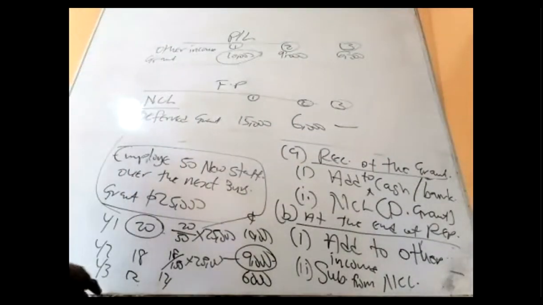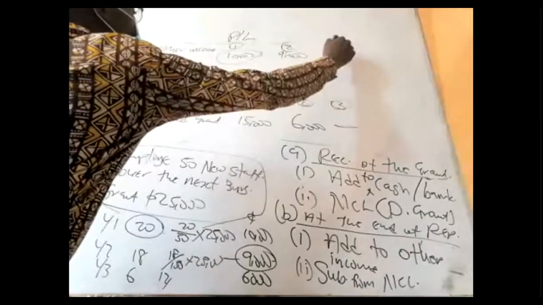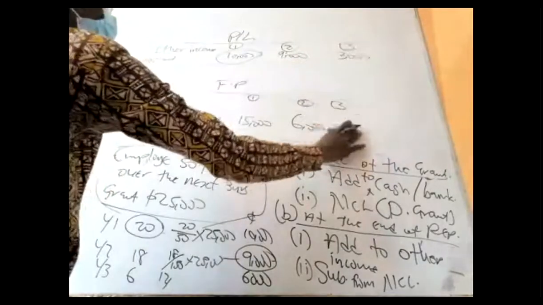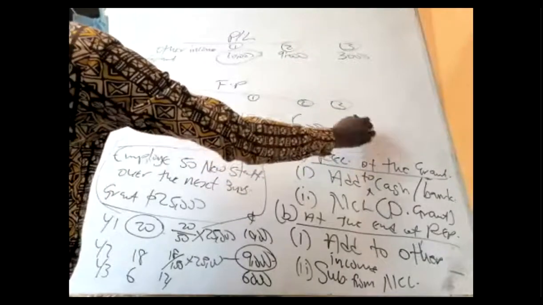What if at the end of year 3 I employ only 6? Only 6. That means I can only release 3,000, and I will still owe the government 3,000.